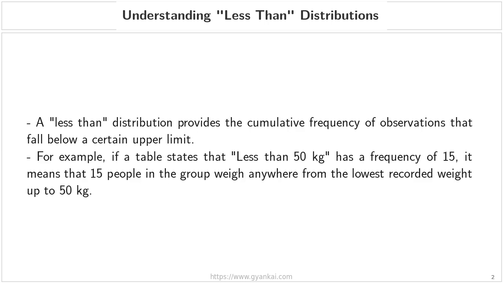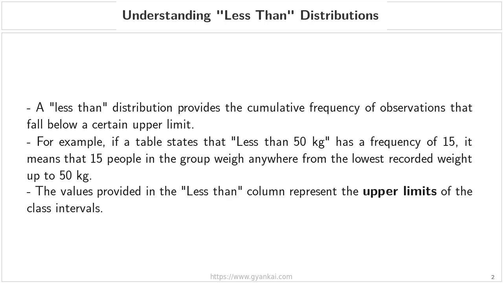To make this clearer, let's look at this example. Suppose you see a table that states less than 50 kilograms has a frequency of 15. This doesn't mean exactly 15 people weigh 50 kilograms. Rather, it means that 15 people in this entire group have a weight that falls anywhere from the very lowest recorded weight all the way up to that 50 kilogram mark.